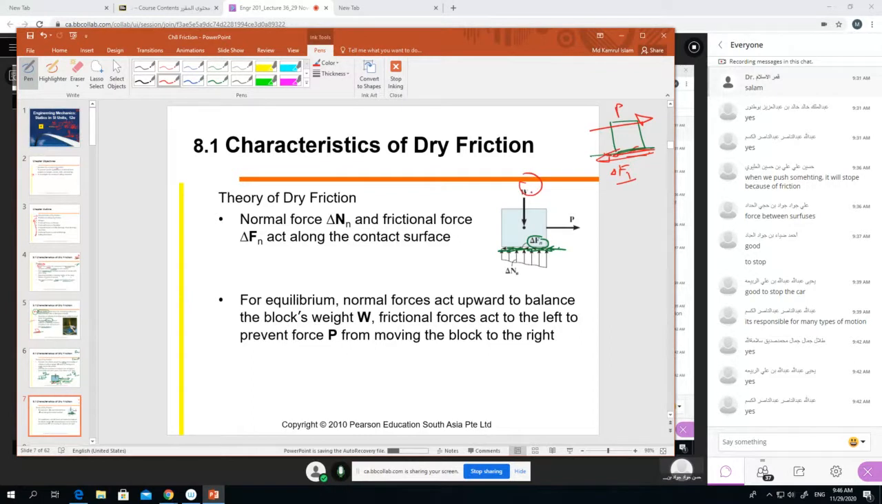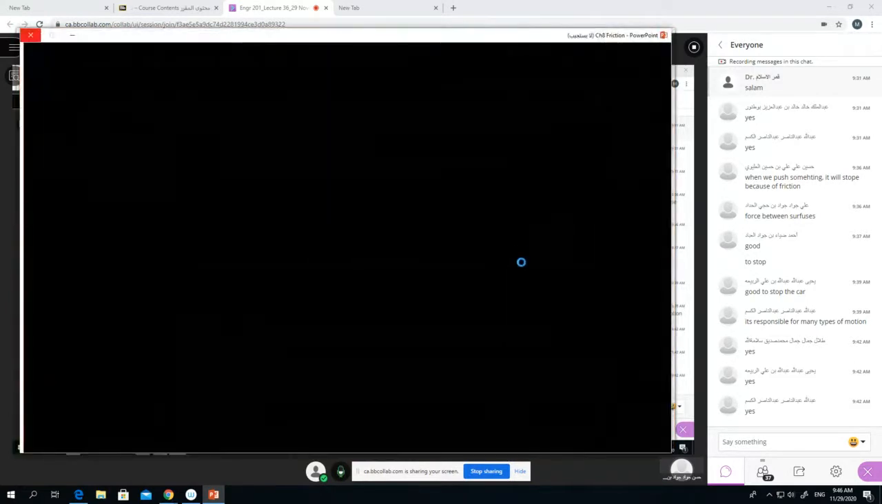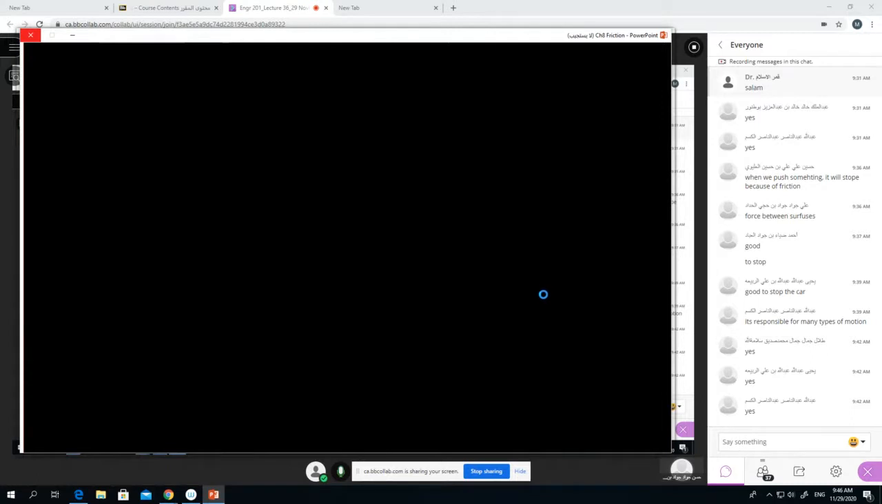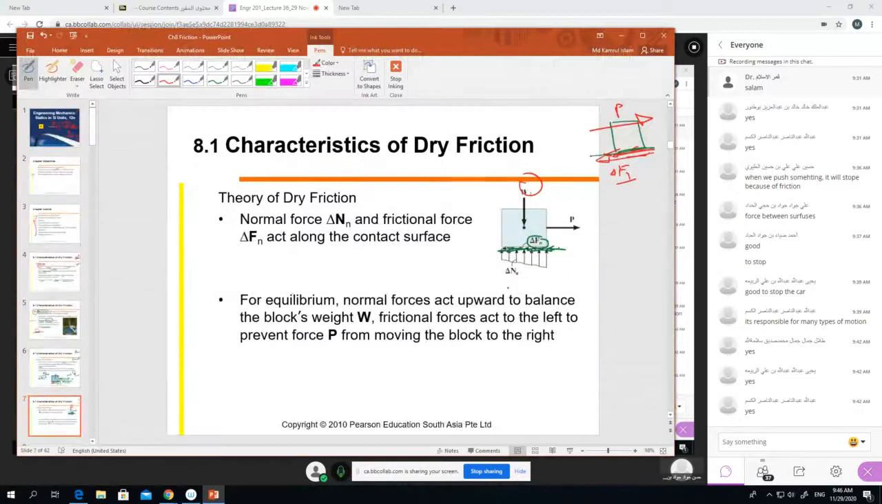Plus, against the weight W, a force works upward, which is called the normal force, suppose delta N. So there are the normal force and the frictional force along the surface. For equilibrium, the normal force acts upward to balance the block weight W, and the frictional force acts to the left to prevent P from moving the block to the right.